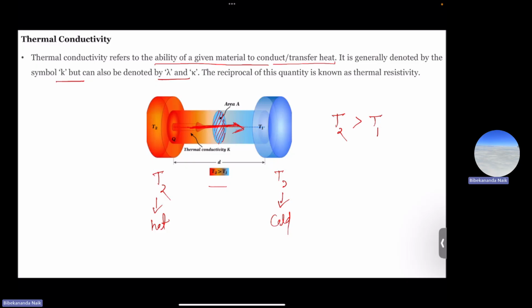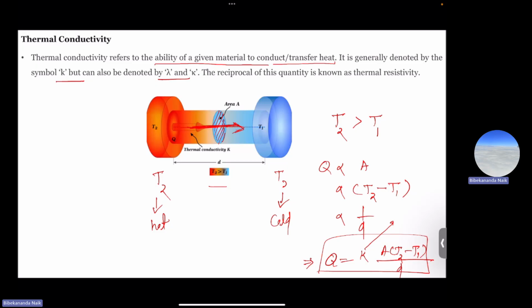Then the amount of heat flowing, Q, will be directly proportional to the area of cross section, directly proportional to the temperature difference, that is T2 minus T1, and inversely proportional to the distance D. If you write it, there will be a proportionality constant. So Q is equal to K A (T2 minus T1) divided by D. This K is called the coefficient of thermal conductivity, and its reciprocal is called the coefficient of thermal resistivity.